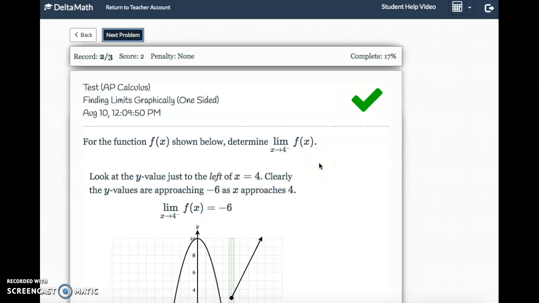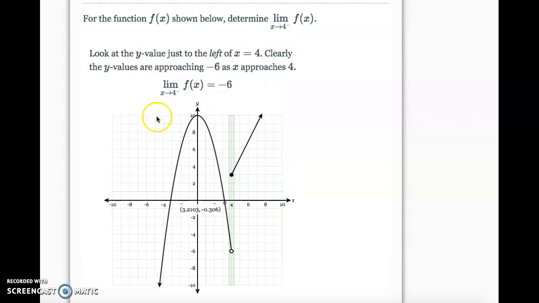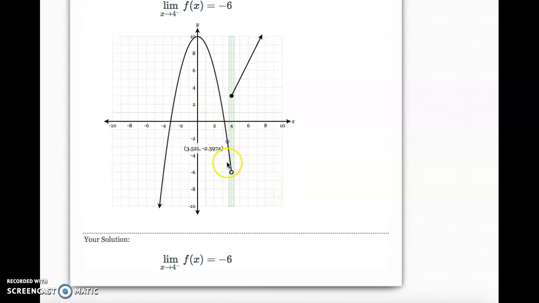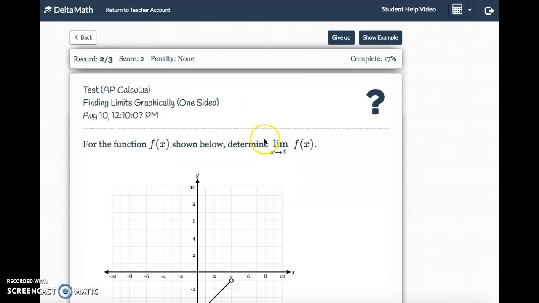Yay! All right, and then it goes through the actual process as well. So if you didn't quite understand my description, you can go ahead and read this, and it's kind of doing a visual for you as well. I'm going to do another problem.